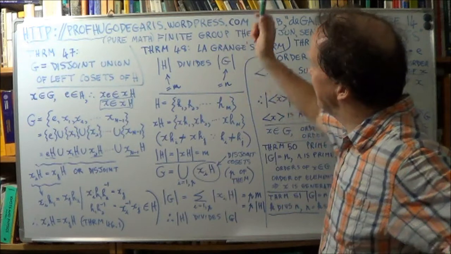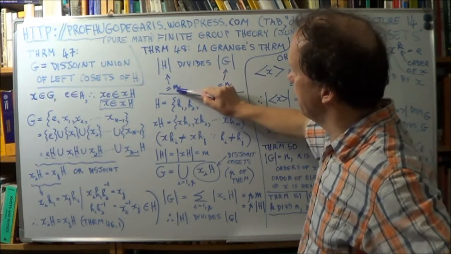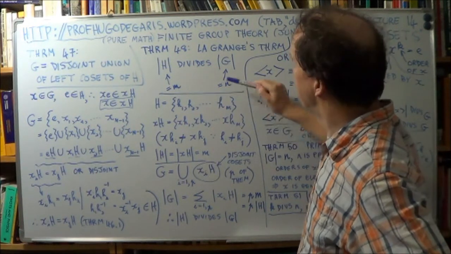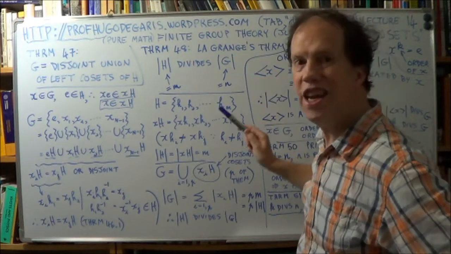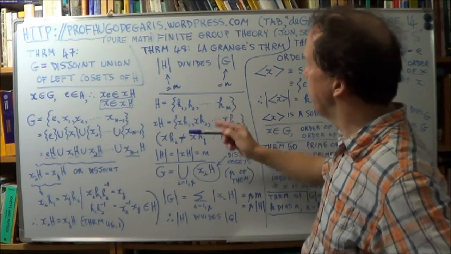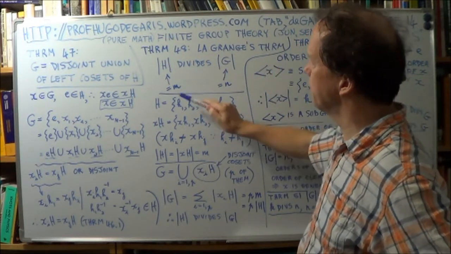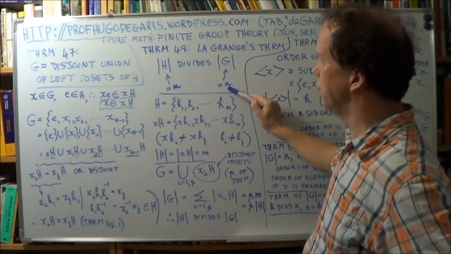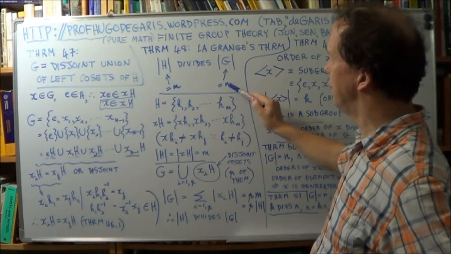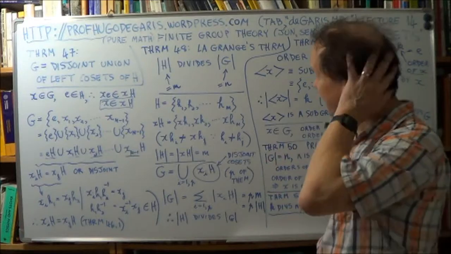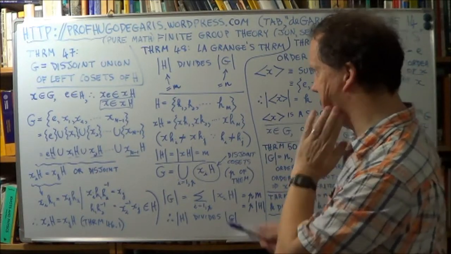So let the order of your subgroup be M. Let the order of your group be N. Lagrange's theorem simply says that M divides N. Now how to prove that? Well, let's see.